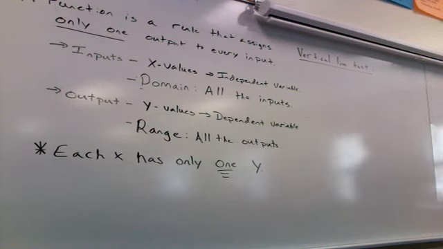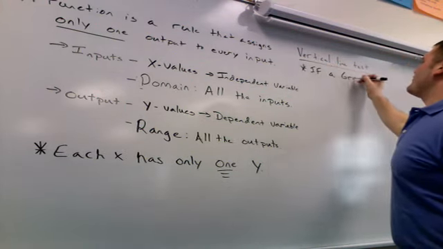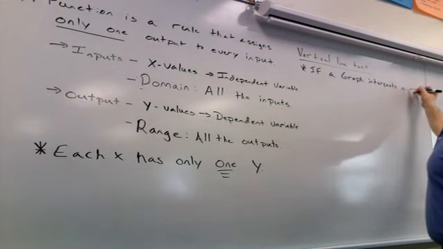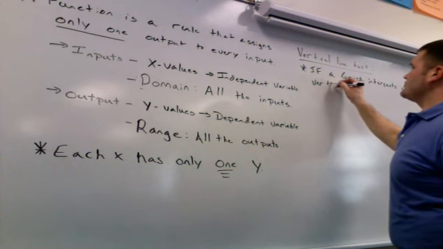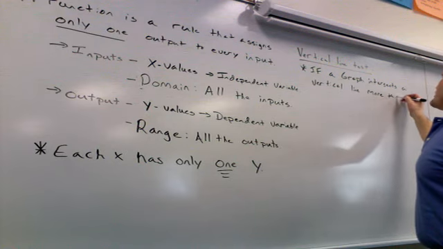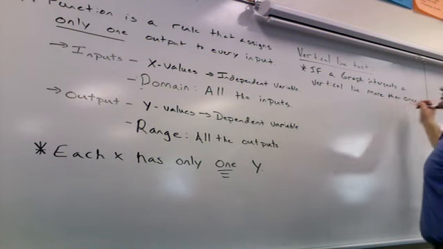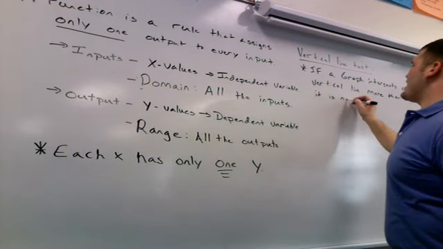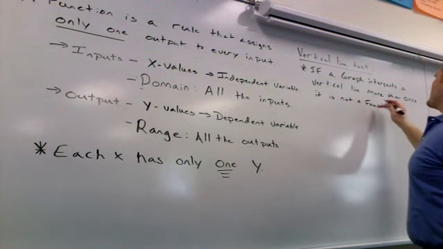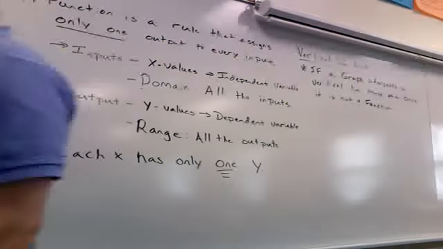Okay, that's right. Vertical line test. What this tells us: if a graph intersects a vertical line more than, how many times? Once. It is not a function. So if a graph intersects a vertical line more than once, it is not a function.